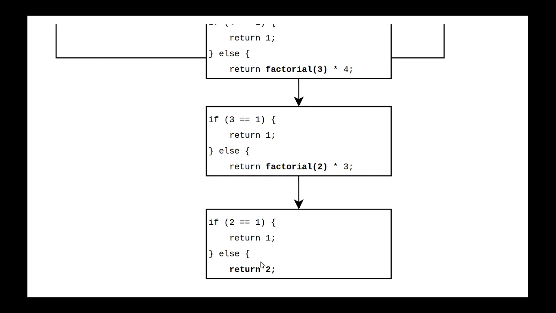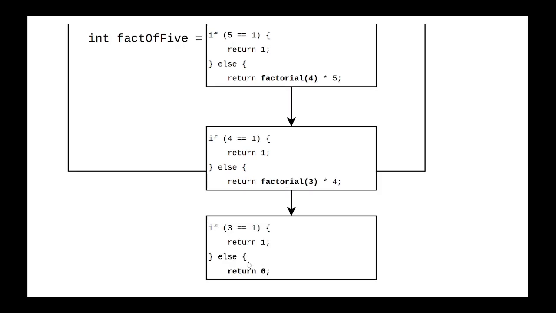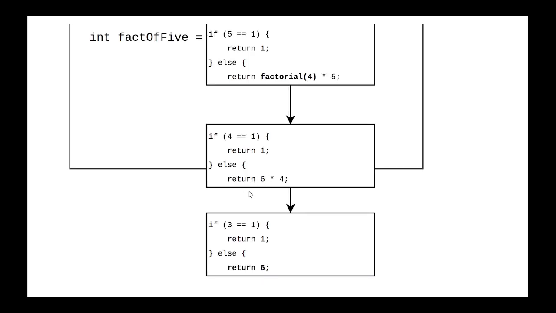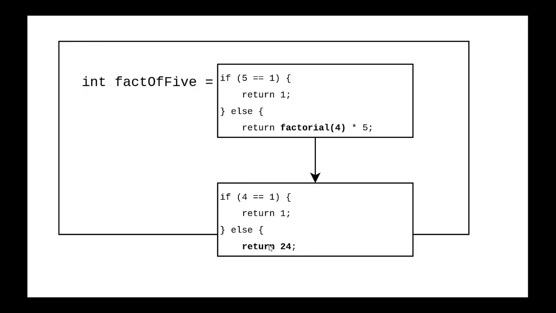So it will return 2, and the same thing happens. So factorial of 2 will return 2. This factorial of 2 will be removed, and 2 will be put there. So it becomes return 2 times 3, and the whole method will be removed. And it keeps going. Return 2 times 3 will become return 6. So factorial of 3 will be removed, and 6 will be put into place. So look at return 6 times 4, and then this whole method will be removed. So it becomes return 6 times 4, which will become return 24.